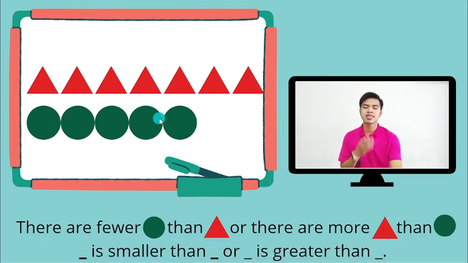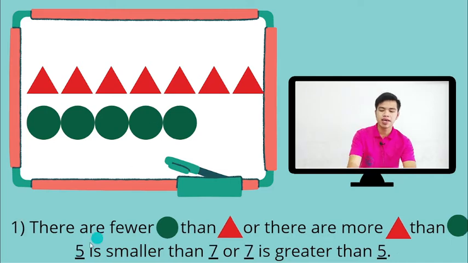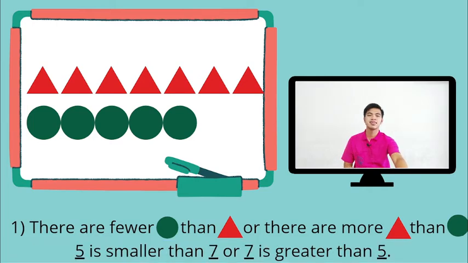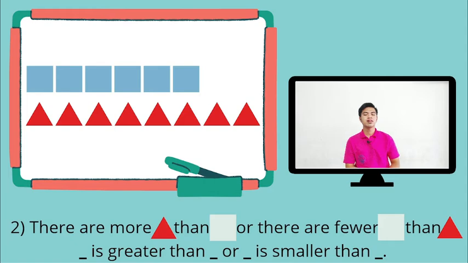So let's find out what is the answer for the number 1. So here, number 1, there are fewer circles than triangles, or there are more triangles than circles. Okay, because 5 is smaller than 7, or 7 is greater than 5. That is the answer. For the number 2, there are more triangles than the squares, or there are fewer squares than the triangles. As we can see here, there are 6 squares and 8 triangles.